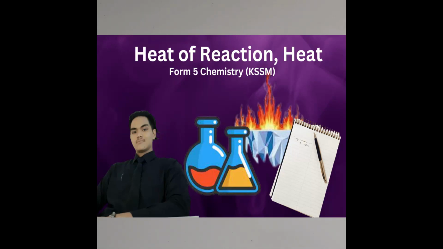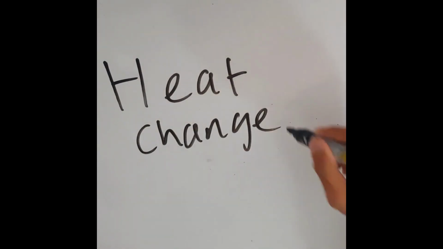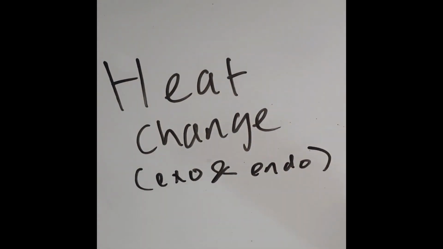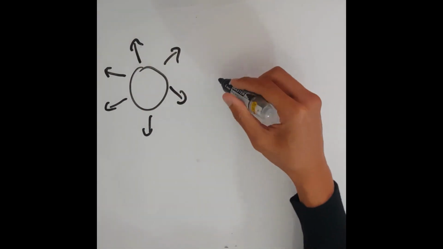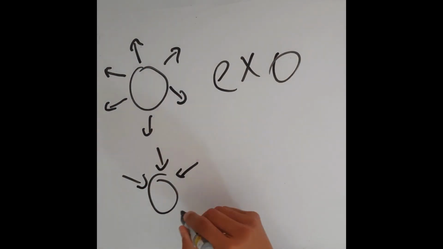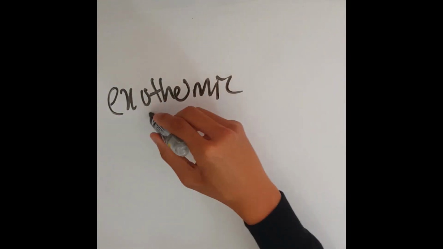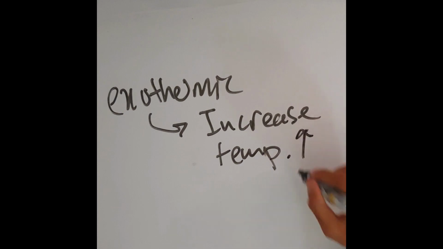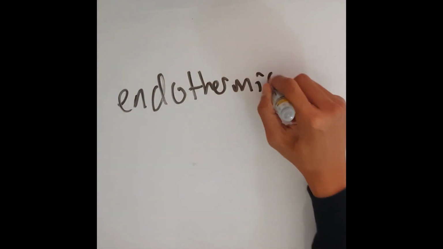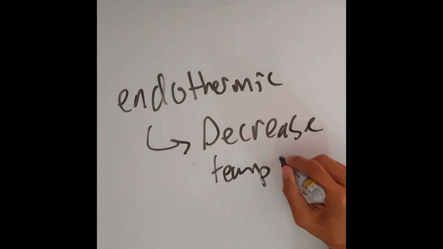Today I'll be going through heat with you, well specifically heat change in a reaction, exothermic and endothermic reactions. Let's get straight into it. So when the heat is released into the surroundings, we know this as exothermic reaction, and when the heat is absorbed, it's endothermic reaction. Exothermic reactions increase the surrounding temperature, while endothermic reactions will decrease the surrounding temperature.